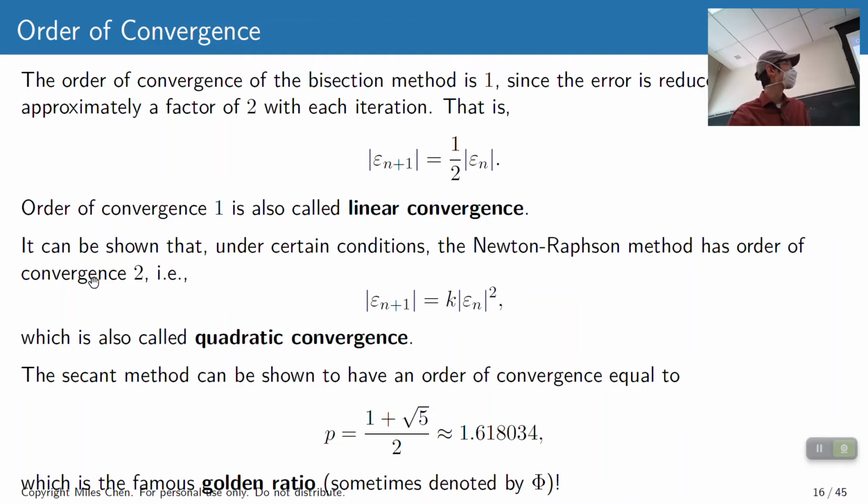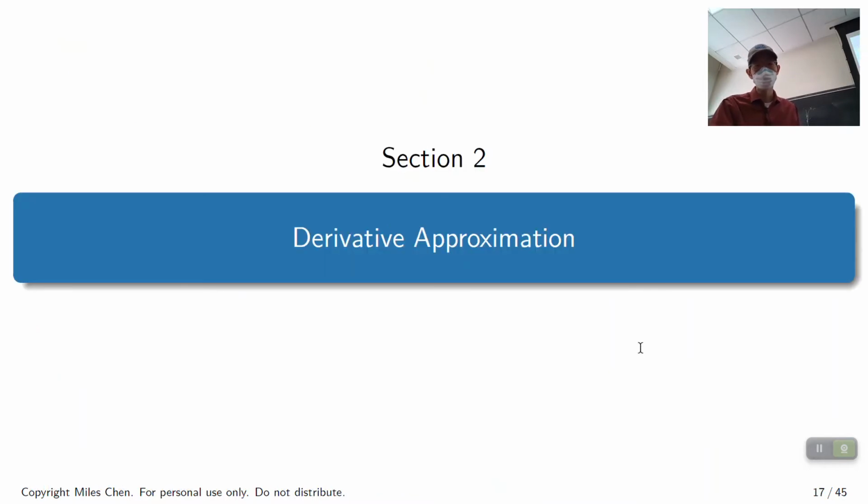We're not going to bother with the math behind this, but the Newton-Raphson method has quadratic convergence, which is pretty fast. The secant method has an order of convergence of 1.6, the golden ratio, which is not as fast as Newton-Raphson, but it's still pretty good. We're just comparing these, to see which one's faster.